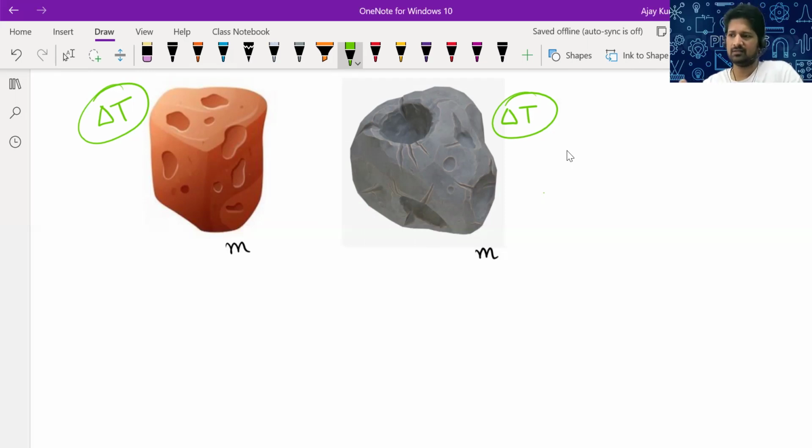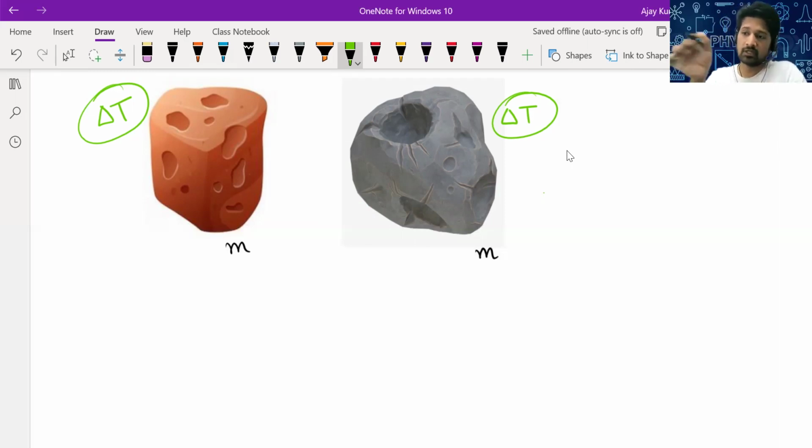Correct only, no? Densities could be different. Fine. Or one of them can have heavier molecules than the other. The one which has heavier molecules will have less number of molecules. The one which has lighter molecules will have more number of molecules for the same mass.